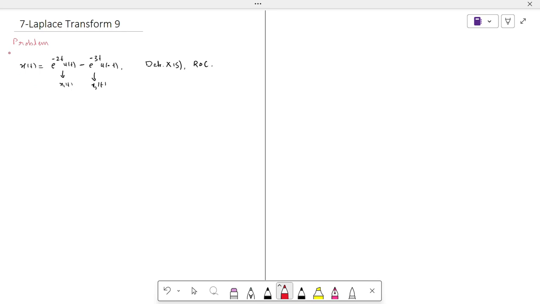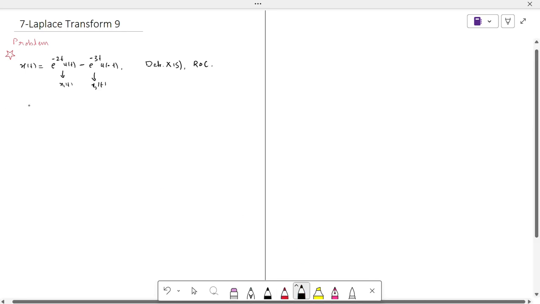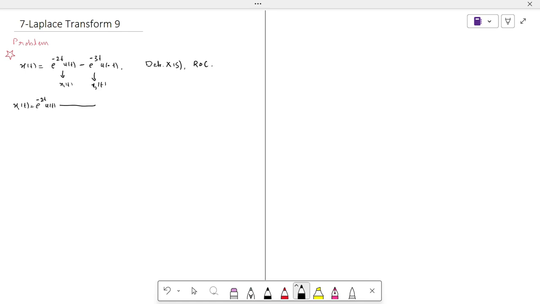This problem is very important. What is the difference from the previous problems? Just observe. x1 of t equals e power minus 2t into u of t. Its Laplace transform x1 of s equals 1 by s plus 2. It is right sided, so the region of convergence is sigma greater than minus 2. I'll write the region of convergence in one diagram.